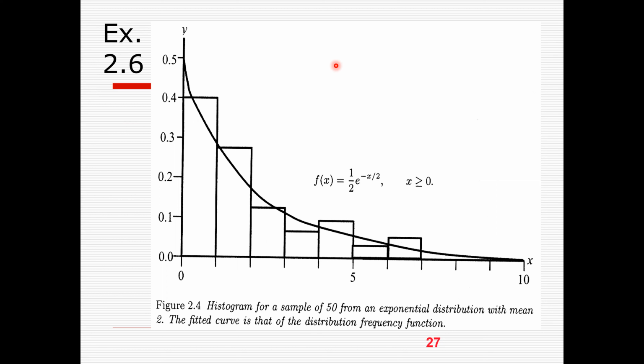So let's look at an example of exponential distribution. Example 2.6. So using computer to generate a sample of 50 observations following a certain distribution. Let's say this is following an exponential distribution with mean 2.